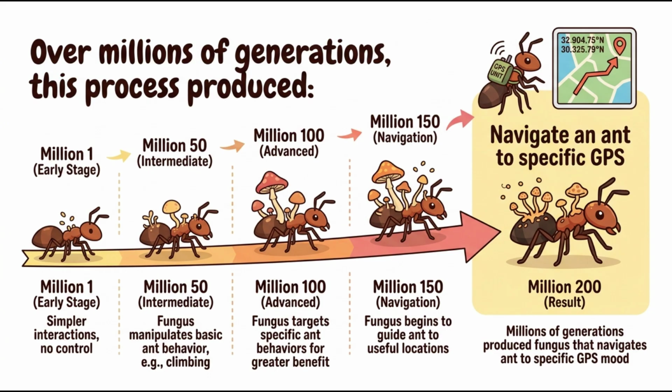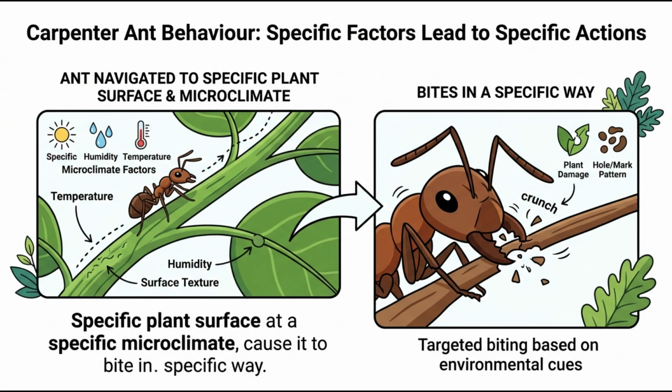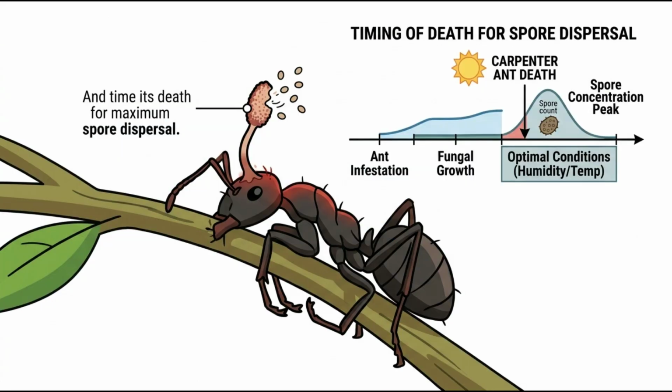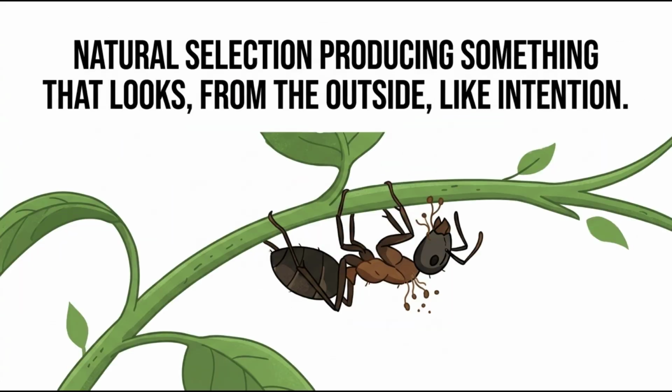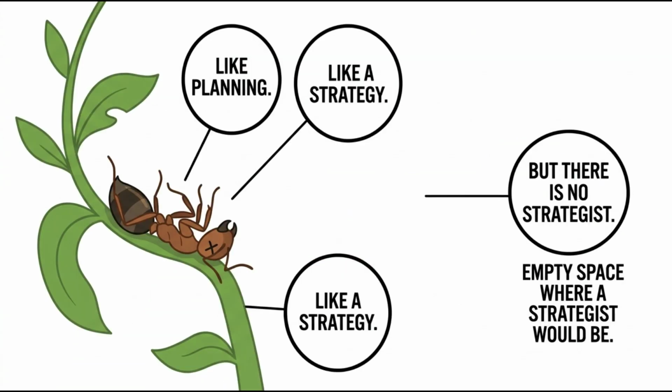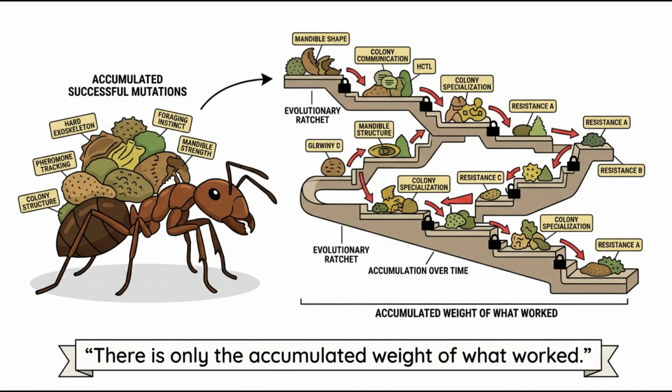Over millions of generations, this process produced a fungus that can navigate an ant to a specific GPS coordinate on a specific plant surface at a specific microclimate, cause it to bite in a specific way, and time its death for maximum spore dispersal. This is natural selection producing something that looks, from the outside, like intention, like planning, like a strategy. But there is no strategist. There is only the accumulated weight of what worked.